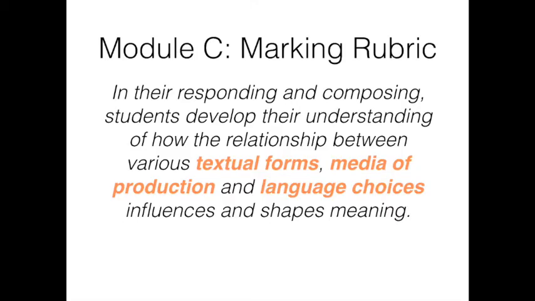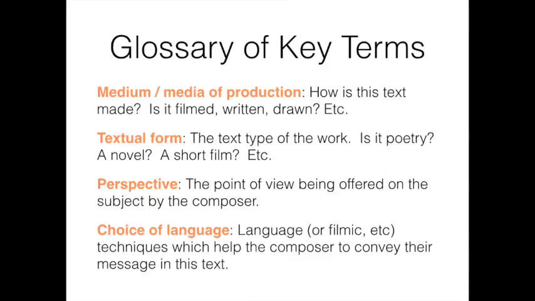The final chunk of the rubric is, in their responding and composing, students develop their understanding of how the relationship between various textual forms, media of production, and language choices influences and shapes meaning. So let's just define some of the key terms in this chunk of rubric. The medium, or media of production, is basically asking you, how is this text made? Is it filmed, written, drawn, etc.?